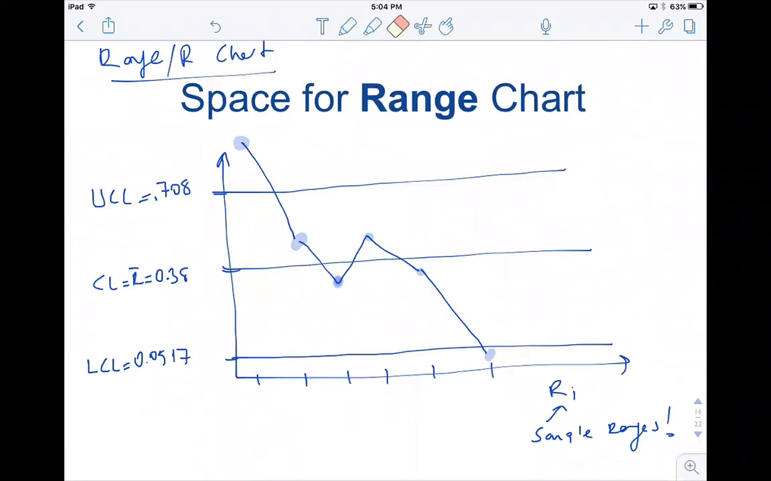So we have to definitely send a signal to the people on the ground or whoever is in charge of this process and say, hey, there's something going on with your process, take a look. That should be our conclusion. Okay, so this is how you put together your range chart.